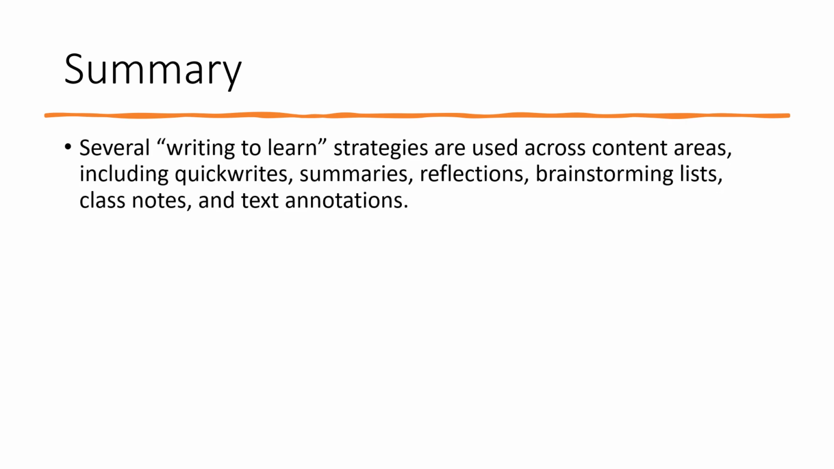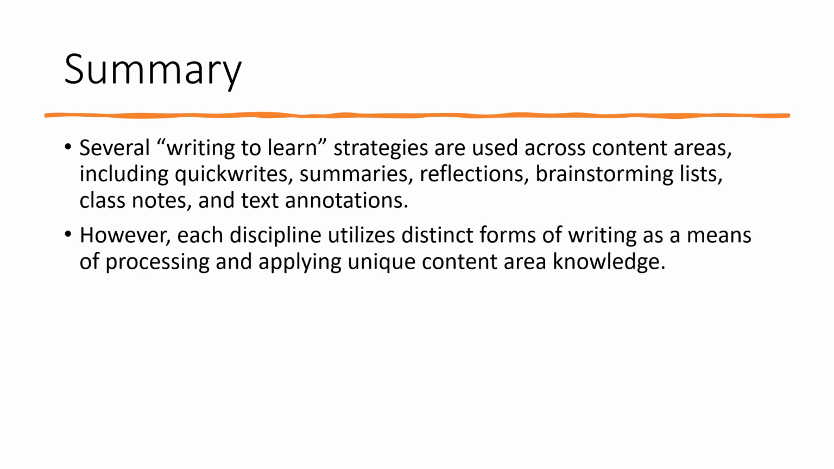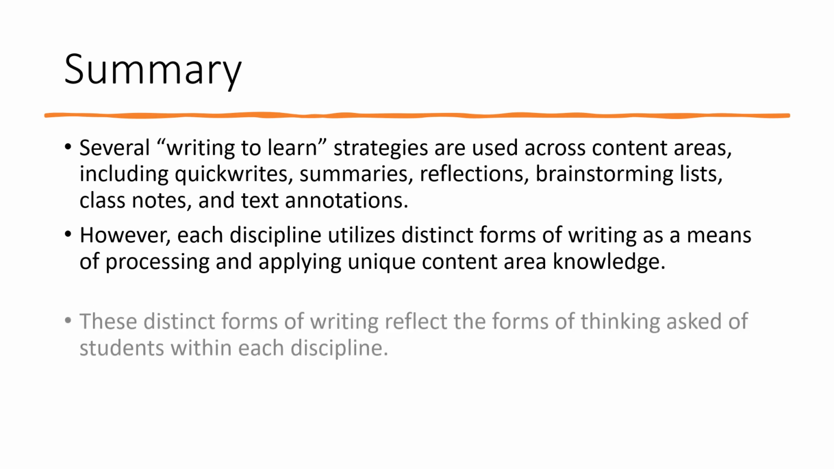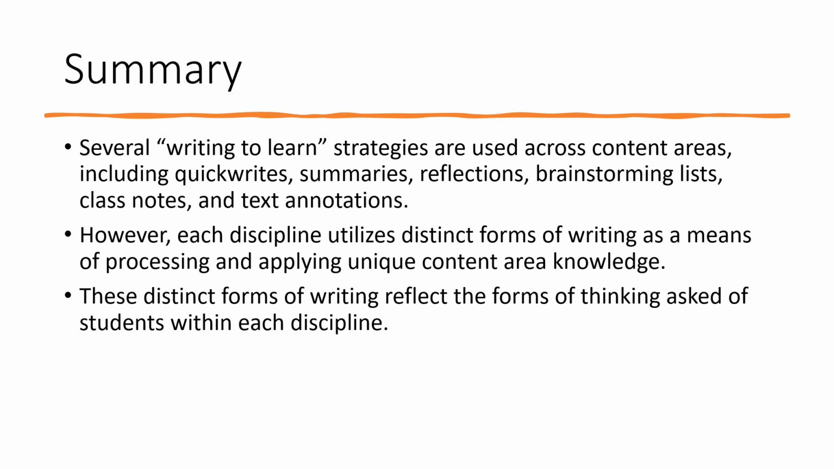So, in summary, several writing to learn strategies are used across content areas, including quick writes, summaries, reflections, brainstorming lists, class notes, and text annotations. However, each discipline utilizes distinct forms of writing as a means of processing and applying unique content area knowledge. These distinct forms of writing reflect the forms of thinking asked of students within each discipline.